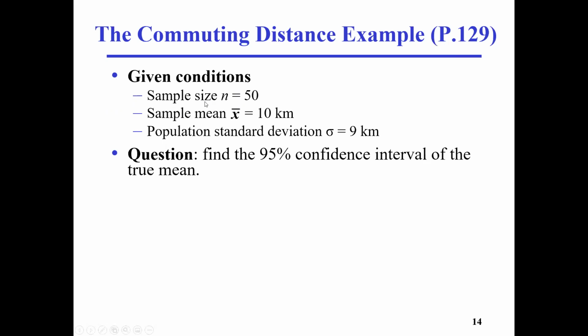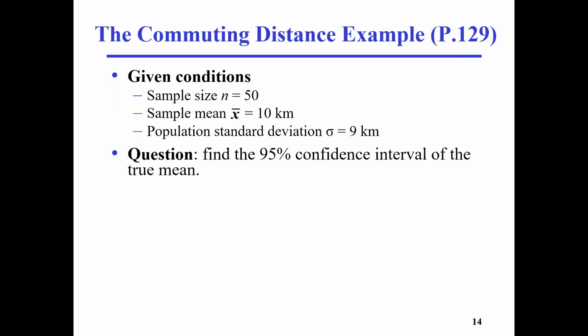Firstly, the sample size n equals 50, which means that you interviewed 50 people about their commuting distance. Okay, and the sample mean x bar equals 10 kilometers. And conveniently, we know the population standard deviation, sigma equals 9 kilometers. So the special part here is that we know the population standard deviation.